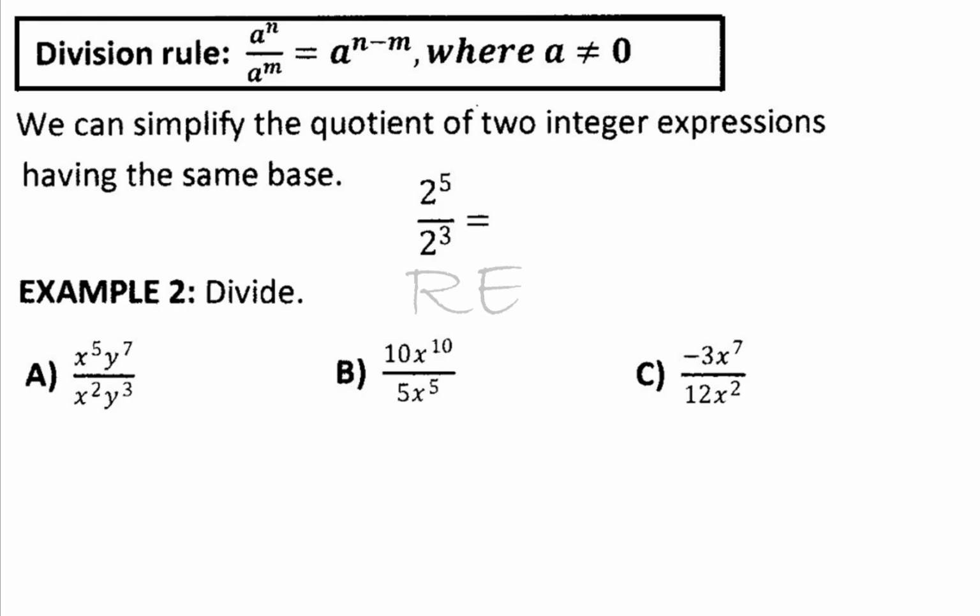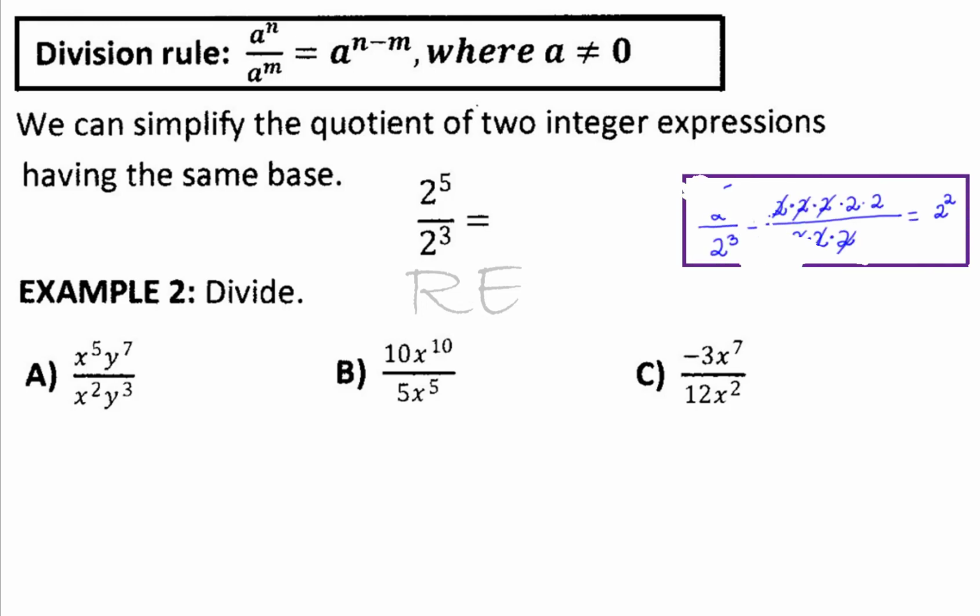a^n divided by a^m is equal to a^(n-m). 2 to the 5th over 2 to the 3rd will be 2 to the 5 minus 3, which is 2 to the 2nd. And if we wanted to, we could say it's 2 times 2, which is 4.